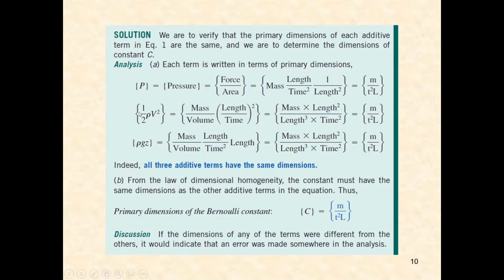So this half rho V squared is for kinetic energy, and the half here is just a coefficient. It has no dimensions. Density is mass over volume, and V squared is length over time squared. So you get the same dimensions. And rho g z: rho is mass over volume, gravity is acceleration, so length over time squared, and z is the height, which has the dimension of length. So we get the same dimension as well. So here we can say that they all have the same dimension. So this equation is valid.